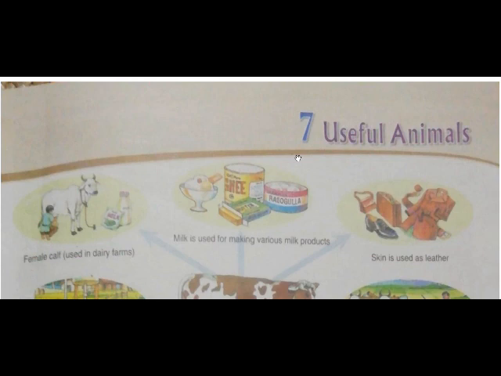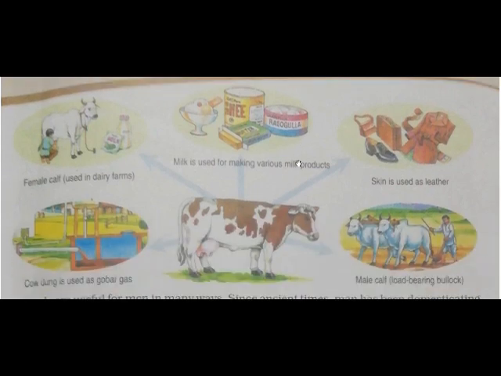So useful means important, that is, it is useful to us, we are using it in our daily life, which will help us to do some work in our daily life. So useful animals are those animals which are useful to us. As you are seeing in the picture, a female cow is used in dairy farms.